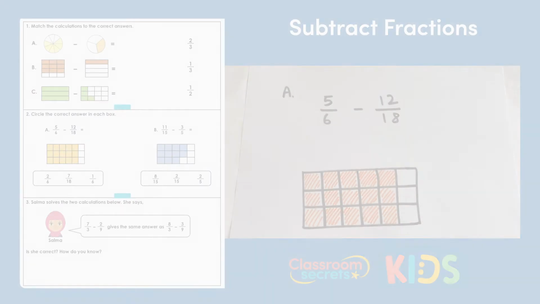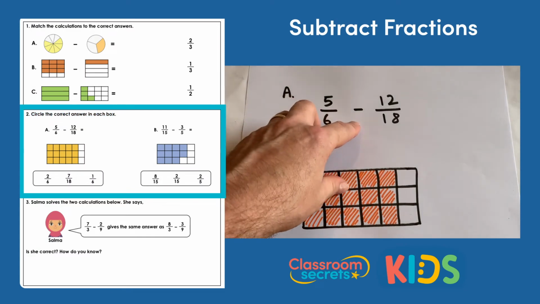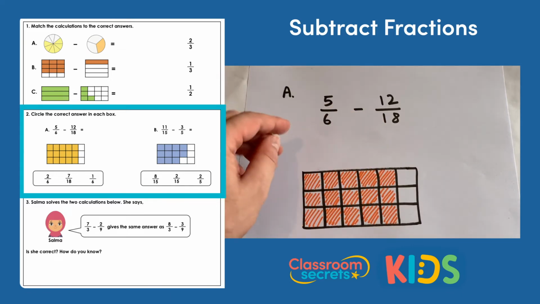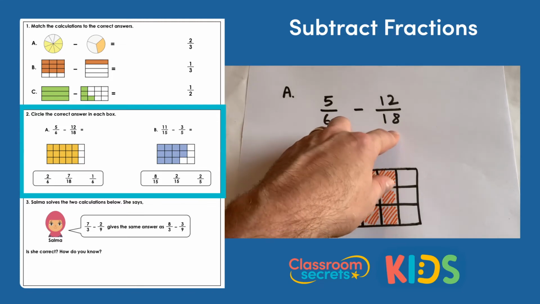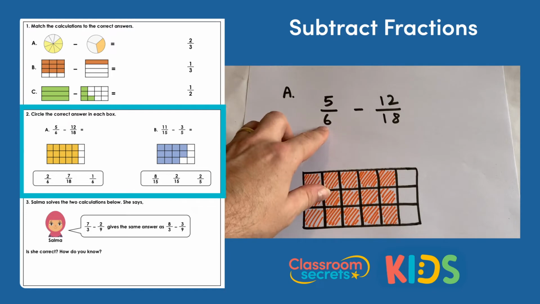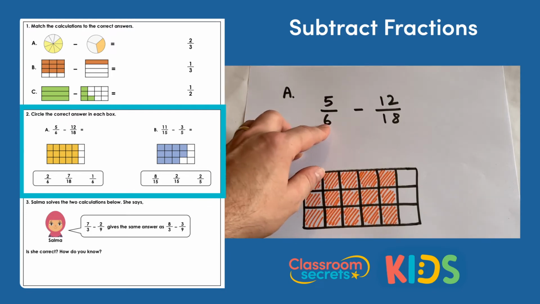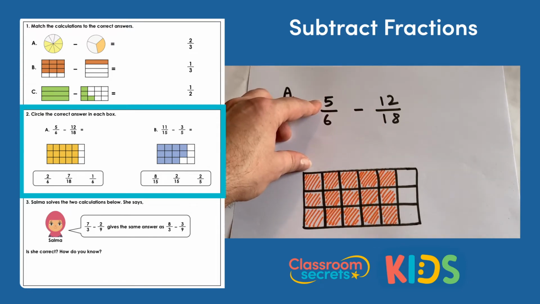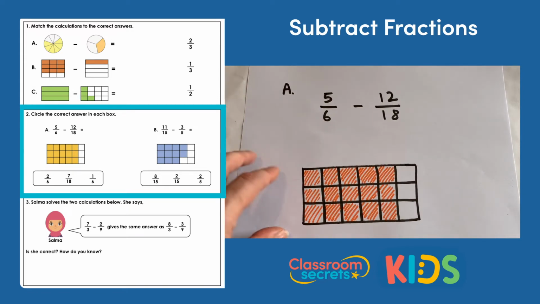Question 2 says circle the correct answer in each box. So for A, we have 5/6 take away 12/18ths. So we're going to need the denominators to be the same in both fractions. 18 is a multiple of 6, so we can convert 6ths to 18ths by splitting each of these 6ths into 3 equal parts each. So 6 multiplied by 3 will give us 18. That will mean that the 5/6 we had before will become 15/18ths, and that's shown in the diagram that's on the question. So here we have 15/18ths shaded in.